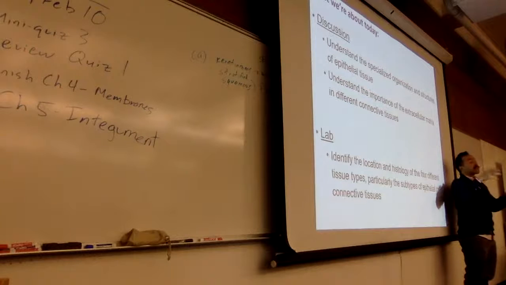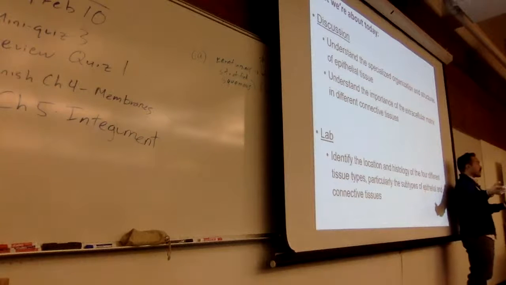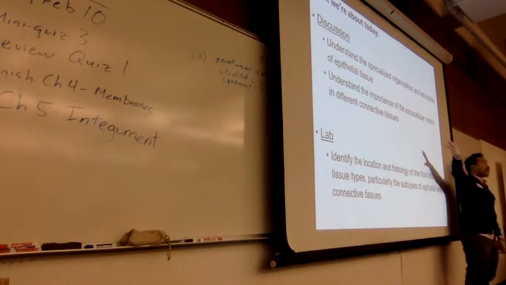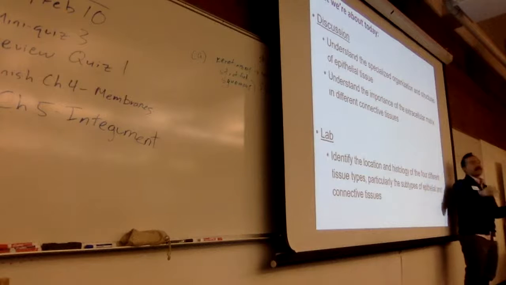3 in each. Yeah, so there's loose connective tissue and there's dense connective tissue. So a total of 6. There's three in each of those categories. So we've gone over 6 connective tissues. There's a lot more. We'll get to them later.